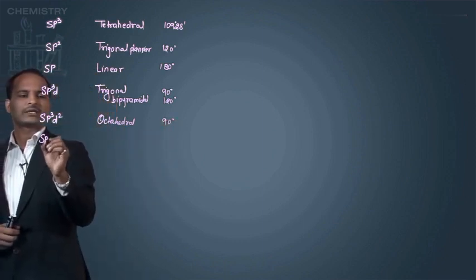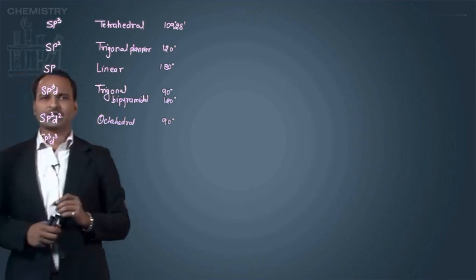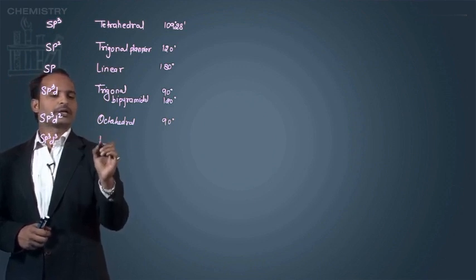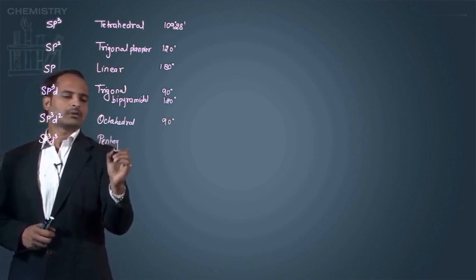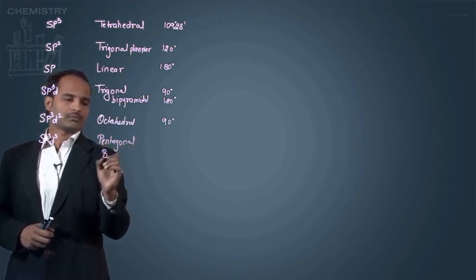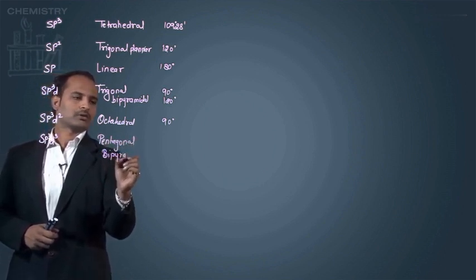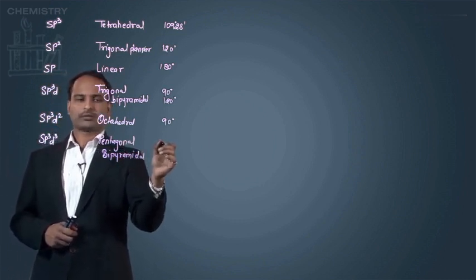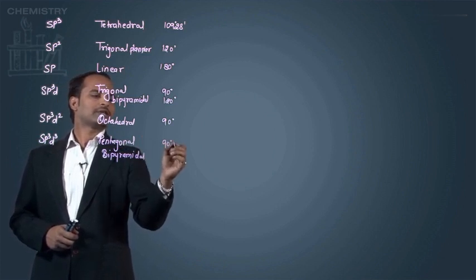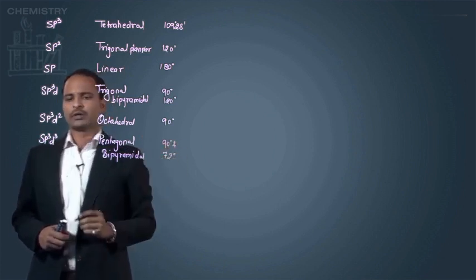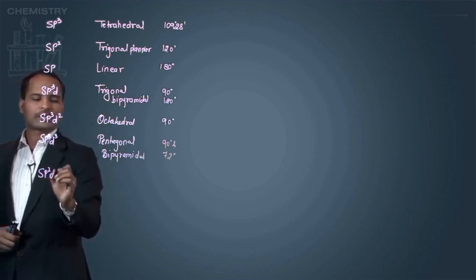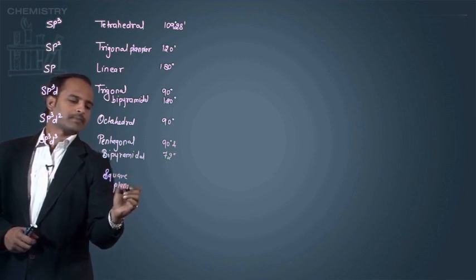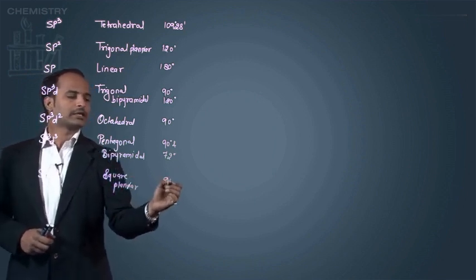If we have sp3d3 hybridization, then the geometry is pentagonal bipyramidal, and the angles are 90 degrees and 72 degrees. If there is sp2d hybridization, then the geometry is square planar and the bond angle is 90 degrees.